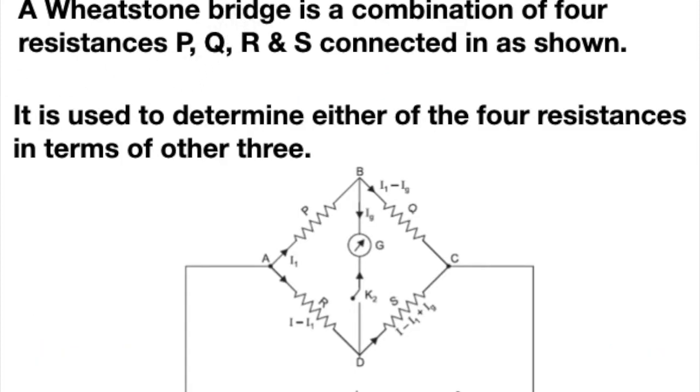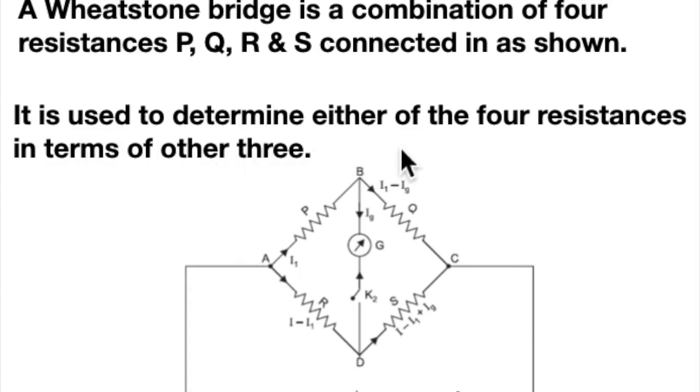Wheatstone bridge is a very important application of Kirchhoff's laws, and it is an instrument which finds wide practical applications in the field of electricity. A Wheatstone bridge basically is a combination of four resistances P, Q, R and S connected as shown here. We have P, Q, R, S, a galvanometer, a key and a source of current. There are two keys, K2 with the galvanometer circuit and K1 in the main circuit.